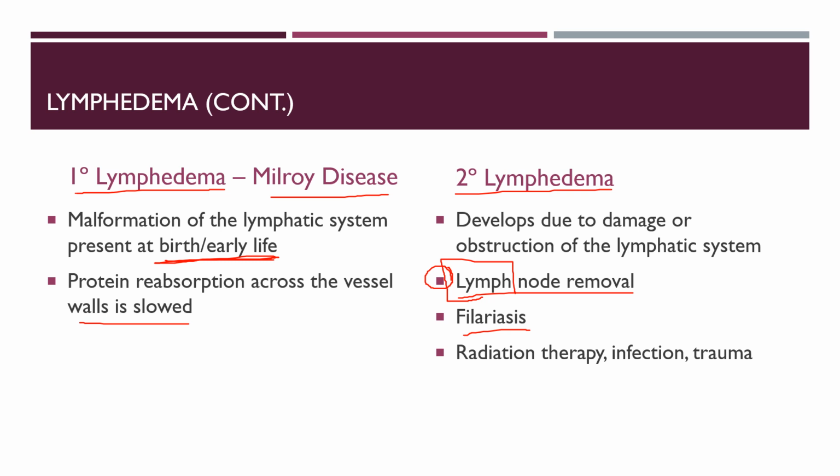And this happens, thankfully, not in the US so much. What happens here is there's an infestation, a parasite that affects our lymphatic system. So not so common in the US, thankfully, but more of a parasitic type cause here. The other one that you're going to see a lot of in clinic, most likely, is this one here, which relates more to radiation therapy, infection, or trauma.